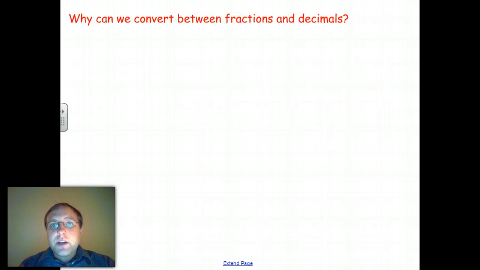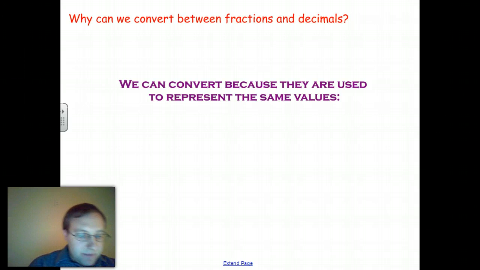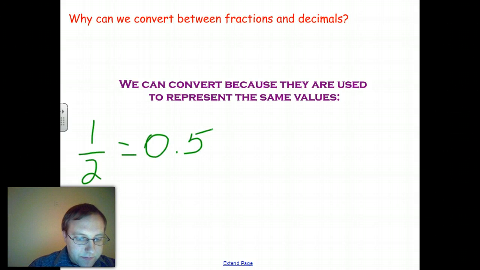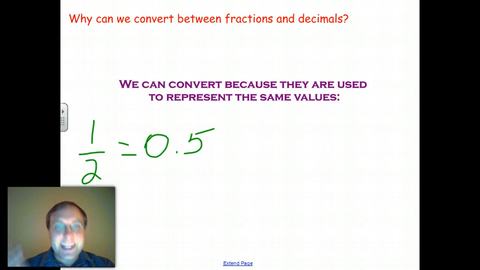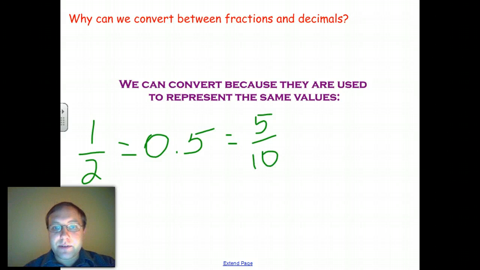So the first question, which is critically important no matter which direction that we're going, is why can we actually convert between decimals and fractions? And primarily it's because they're used to represent the exact same values. So if we look at some common fractions and decimals that are usually known, we know 1/2 is the same as 0.5, 5/10, which when we use 5/10 as the name of the fraction there, that's what we get. So in this case, we can see 1/2 is the same as 5/10. We know this to be true.